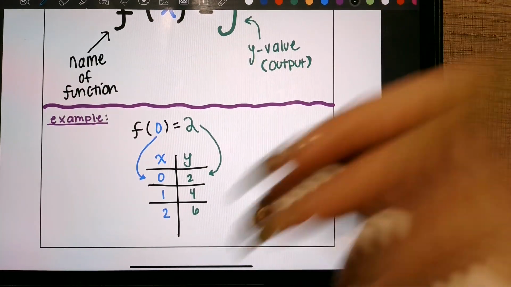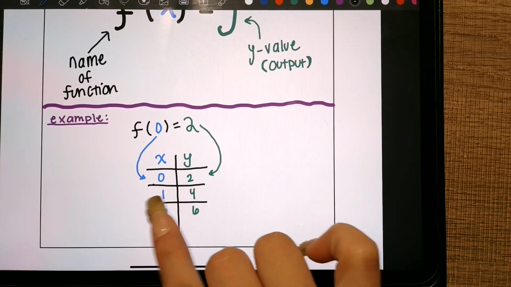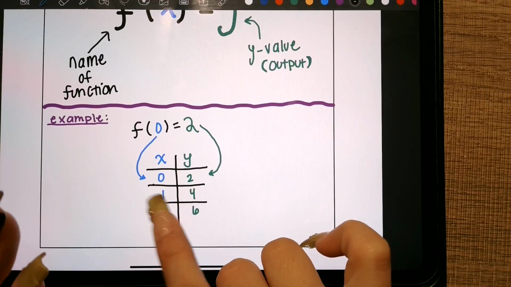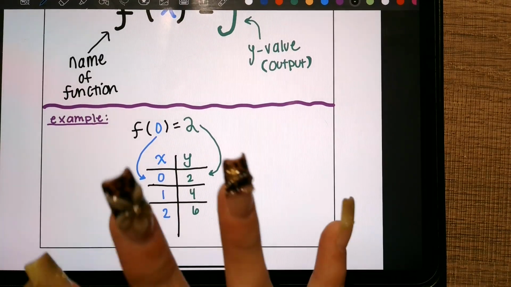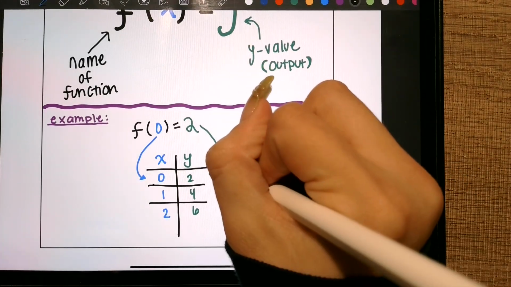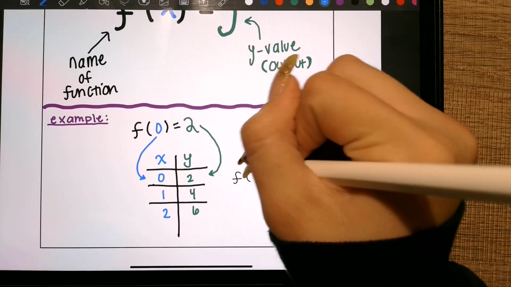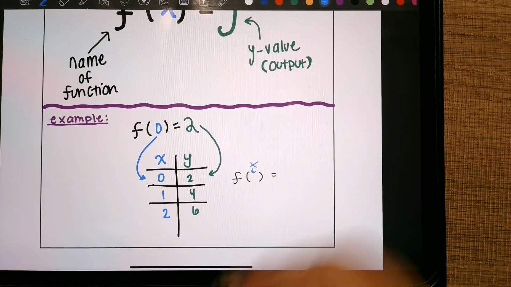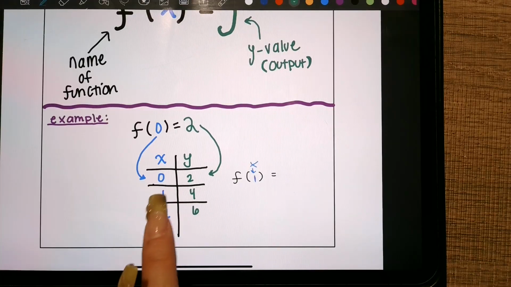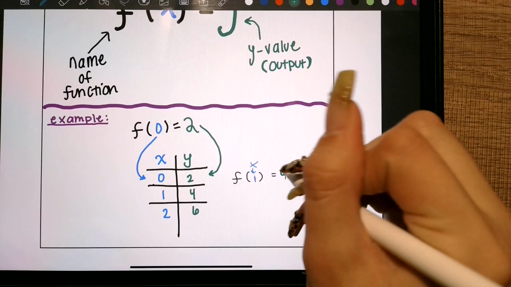So let's try to make another one, and I want you to actually pause this video and try to make function notation for this point. And then unpause it and let's do it together. So pause. I hope you actually tried that. But if not, or if you did, let's do it together. So f of x, right? This is where the x is going to go, of 1. Equals, well, when x is 1, our y is 4, so equals 4. So that was pretty easy, right?